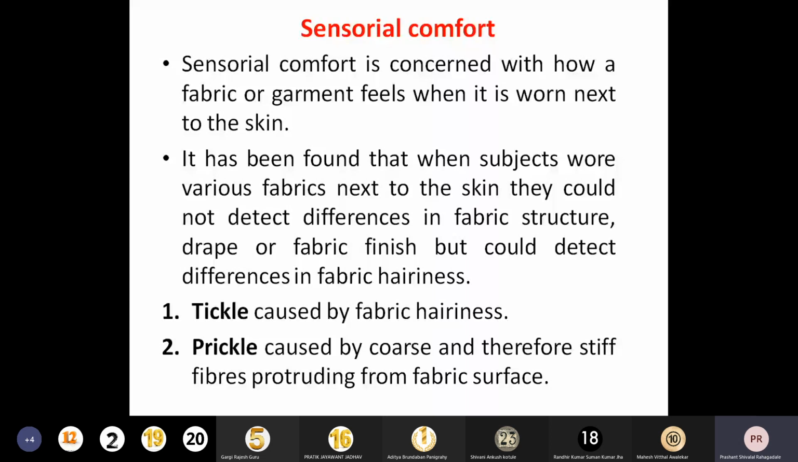So when we are wearing various fabrics, sometimes we cannot detect the differences in fabric structure. We cannot detect certain structure of fabric by our skin, no doubt, but still there are certain factors which will contribute to the sensorial comfort, because your skin is not in a position to detect the difference in fabric structure.